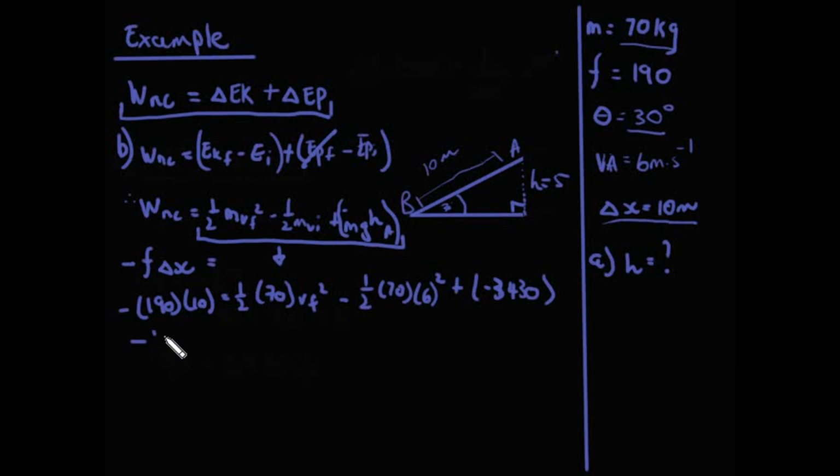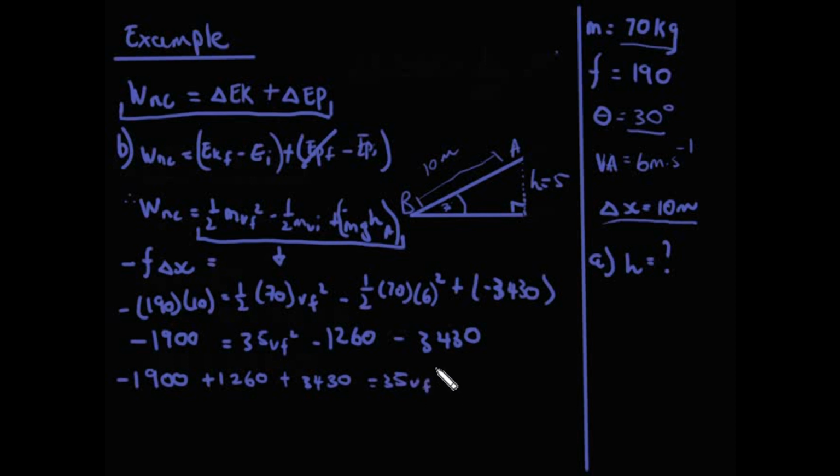On my left hand side I get negative 1,900 is equal to 35 Vf squared, minus, I'm doing this live right now, punching this into my calculator as I'm speaking, 35 times 36 is 1,260, minus 3,430. If we put all the minuses over onto the left hand side, we will have negative 1,900 plus 1,260 plus 3,430 gives us 35 Vf squared. We can punch this side into our calculator because it's a straightforward function, and we can also divide this side by 35 at the same time, which I will do. So I'll divide by 35 there, and I'll divide by 35 here.